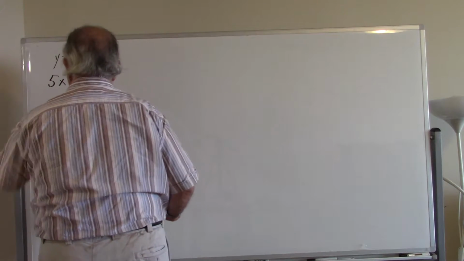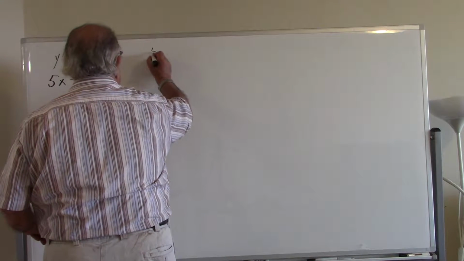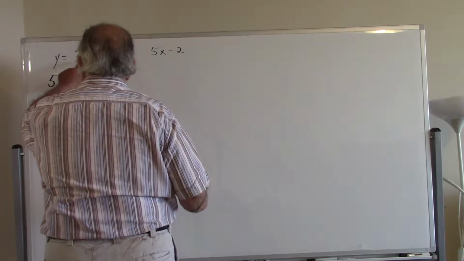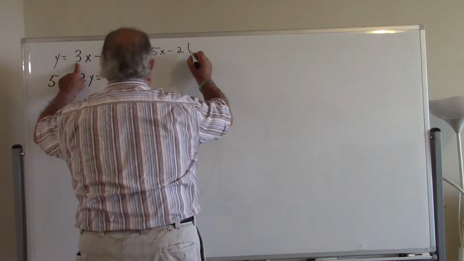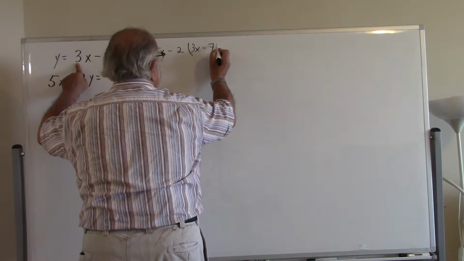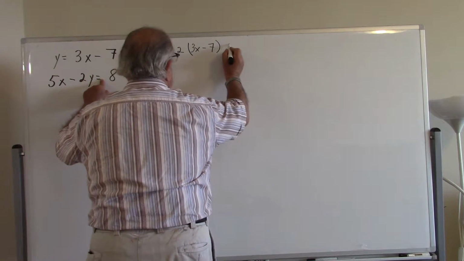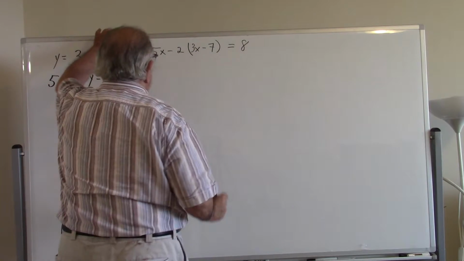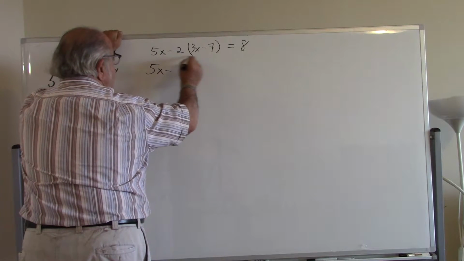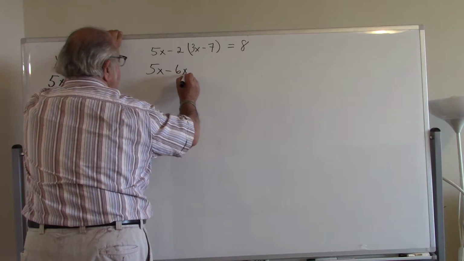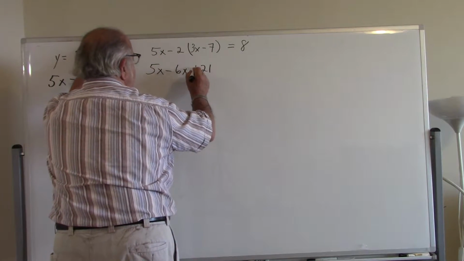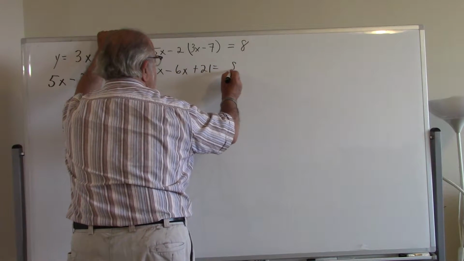Okay, so over here, let's just substitute. 5x minus 2, and what is y equal to? 3x minus 7 equals 8. Multiply, that's 6x, 21, change the sign, equals 8.